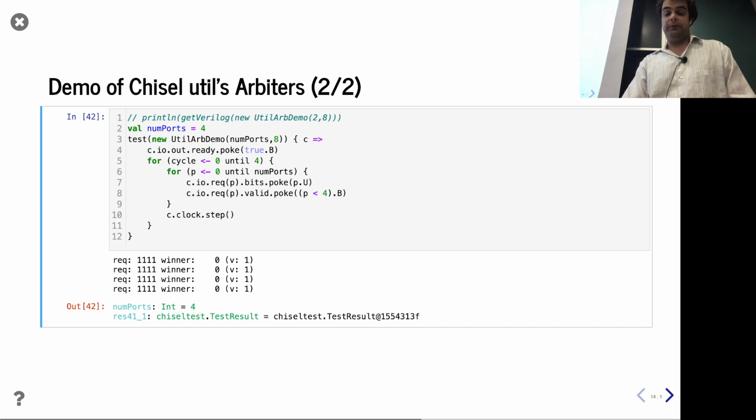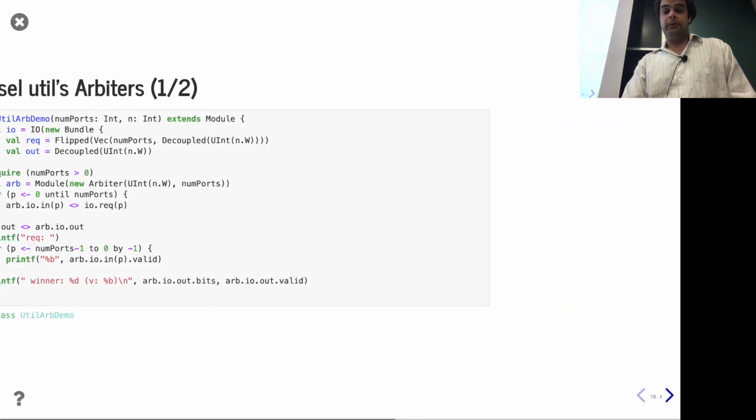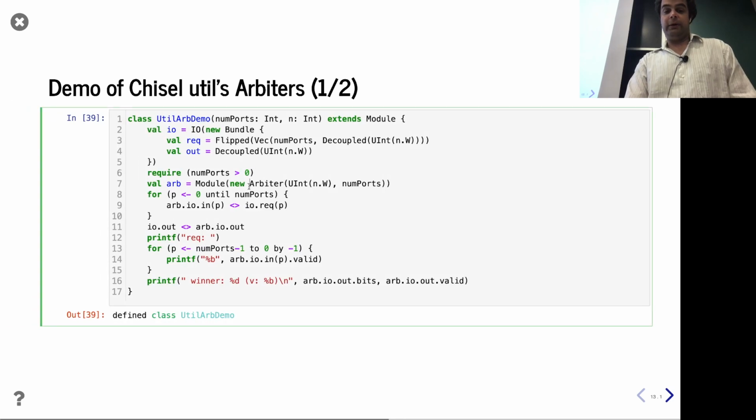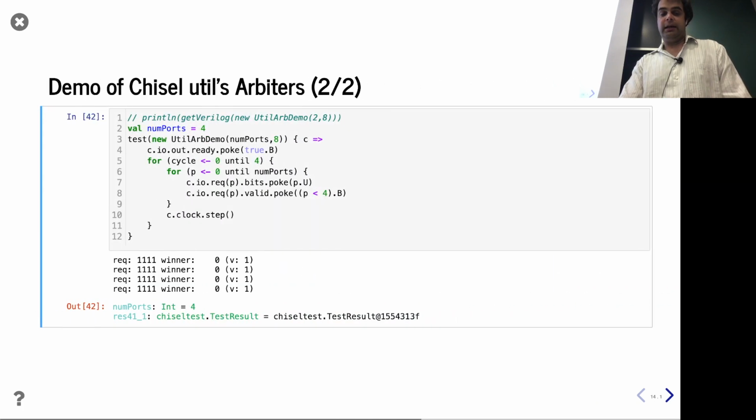Now, if we want to fix that fairness issue, we can go ahead and make this perhaps a round robin arbiter. And let's see what happens. And we can see it rotating, right? So it's going to rotate who wins accordingly.